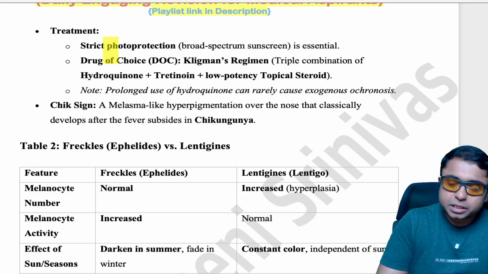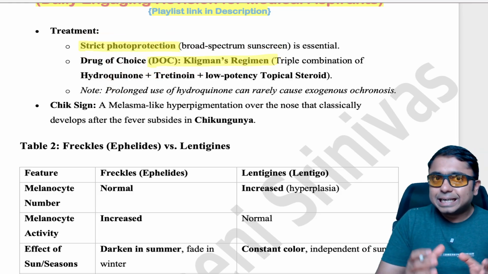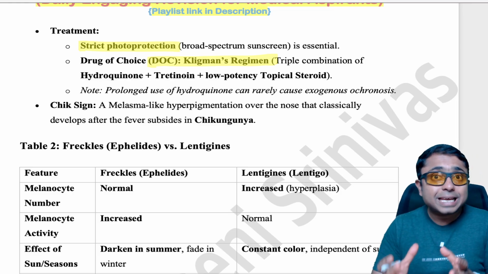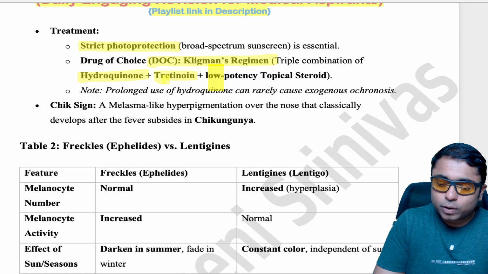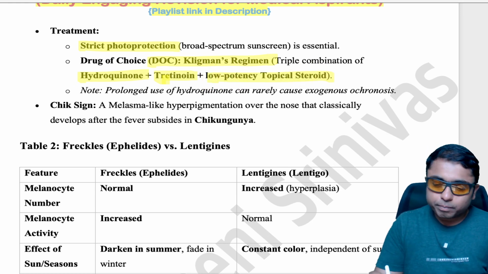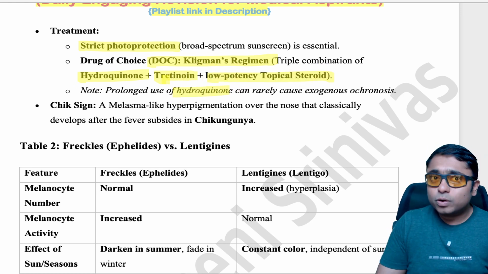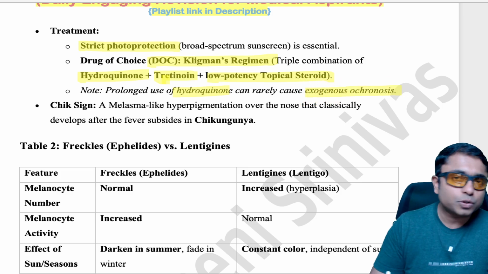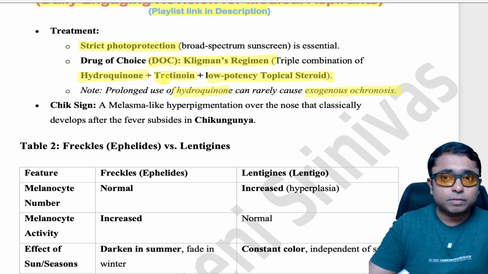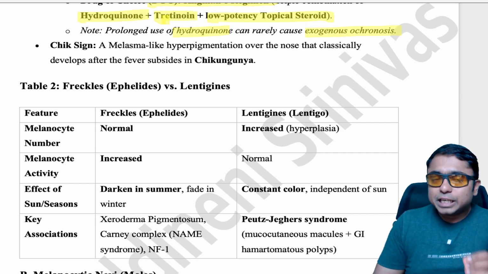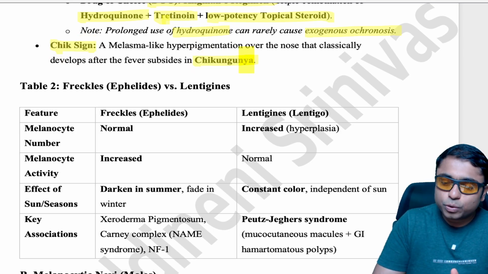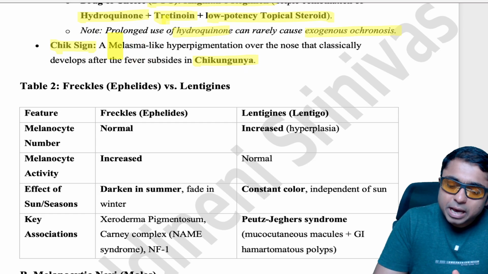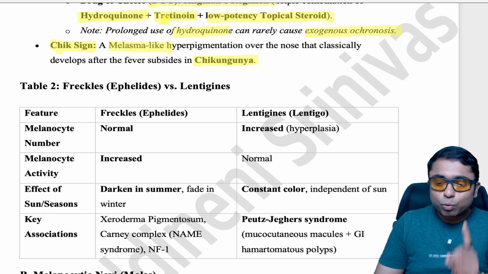Treatment of this condition: strict photoprotection, sunscreen should be used, and the drug of choice is Kligman's regime, in which we have three important topical medications: hydroquinone, tretinoin and topical steroid. Prolonged use of hydroquinone is going to produce exogenous ochronosis. You should remember this point, which is also very important, right? Chick sign is a very important sign seen in patients who previously had chikungunya fever, where melasma-like hyperpigmentation can be seen over the nose.